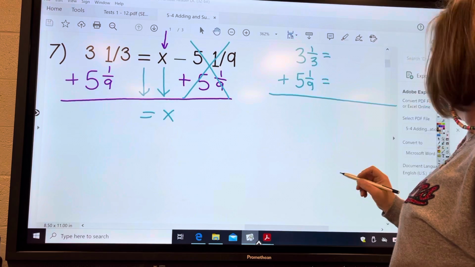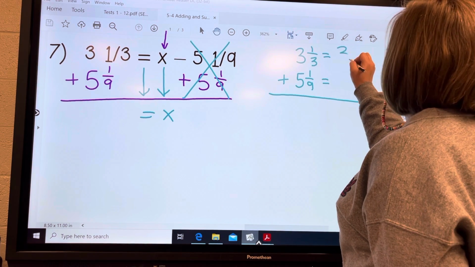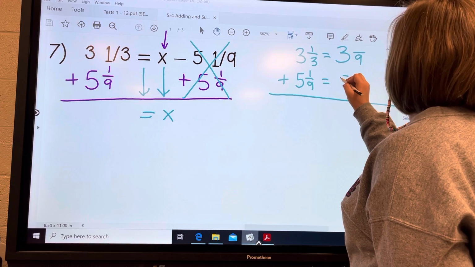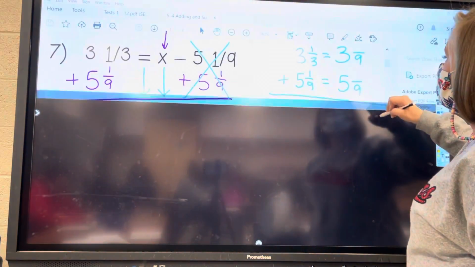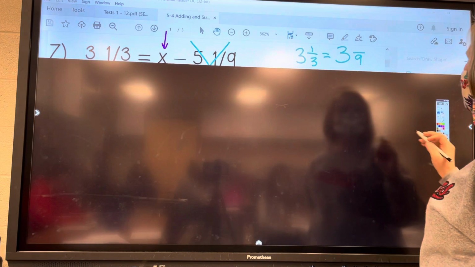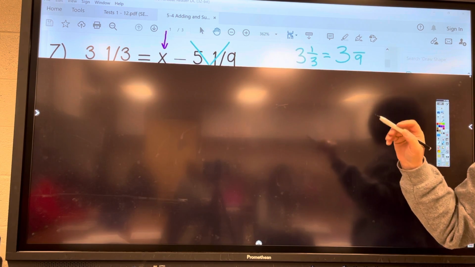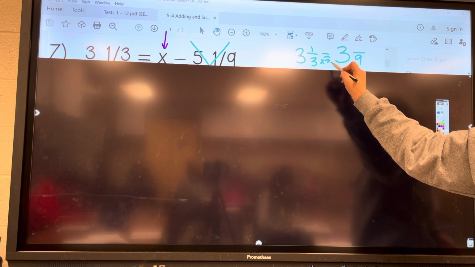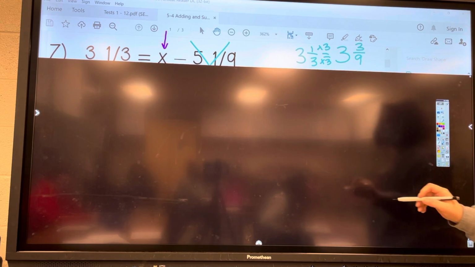We've got to find a common denominator. Is the larger denominator a multiple of the smaller denominator? Yes, it is. So 9 can be my denominator. So let's cover up the bottom one. Just look at the top one. 3 times what is 9? 3. So 1 times 3 is 3.